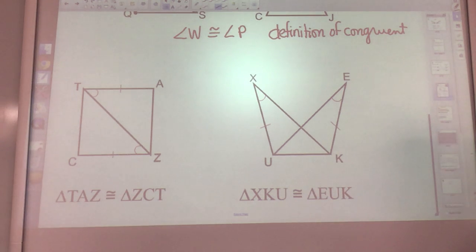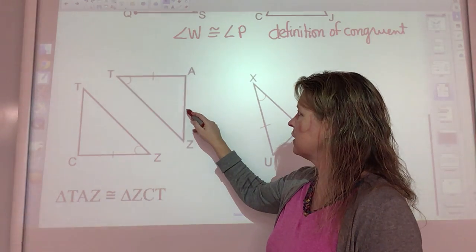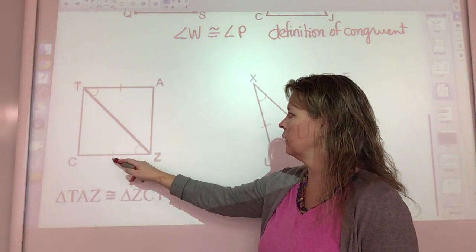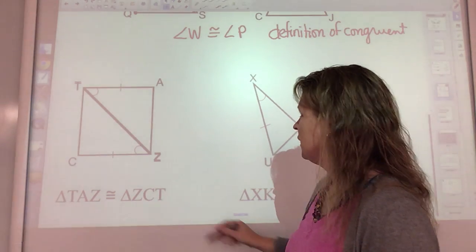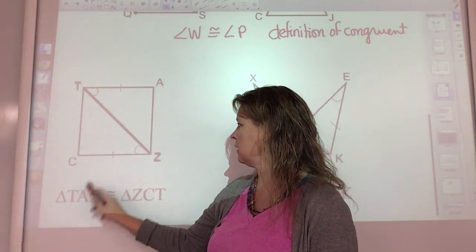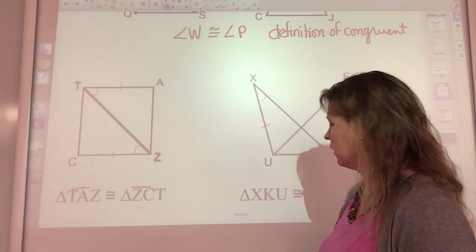These should look familiar. We did them on different notes, but with different markings. Triangle TAZ congruent to triangle ZCT. Checking to see if those are congruent triangles. We have a side. We have an angle. Check and see if we have the order correct. Segment TA, segment CZ, TA, CZ, or ZC. They are in the correct order.